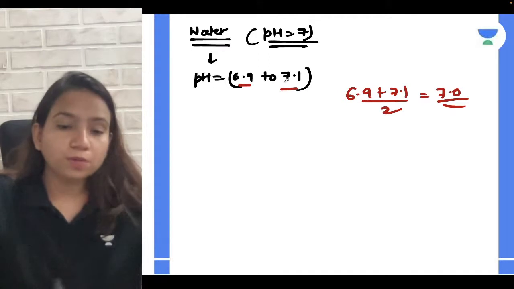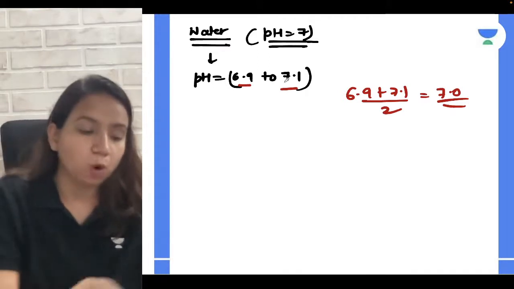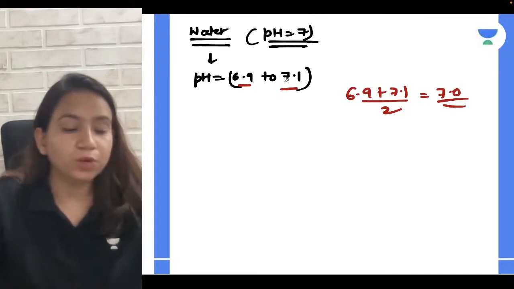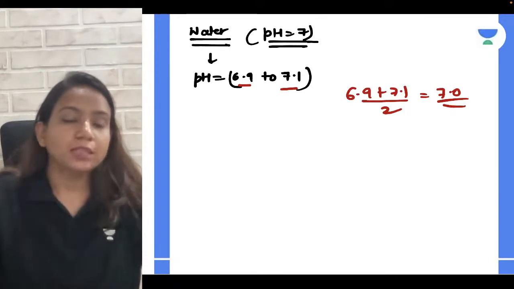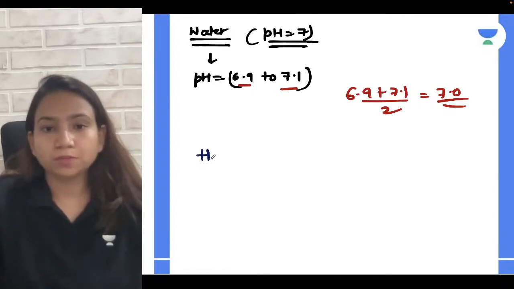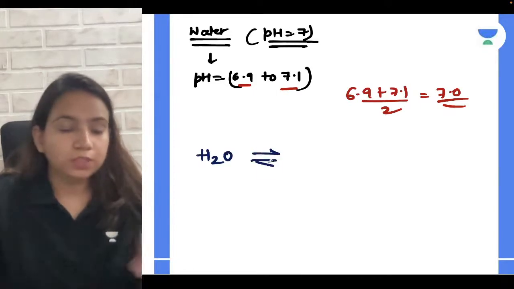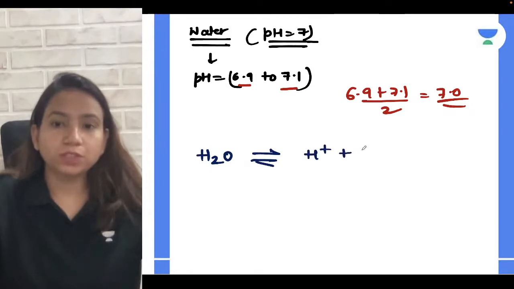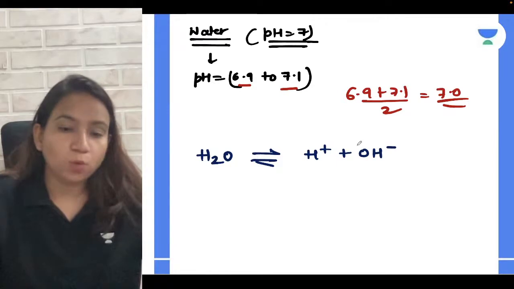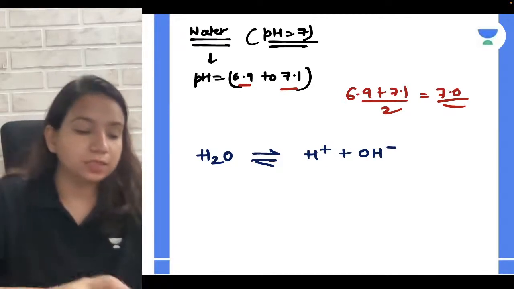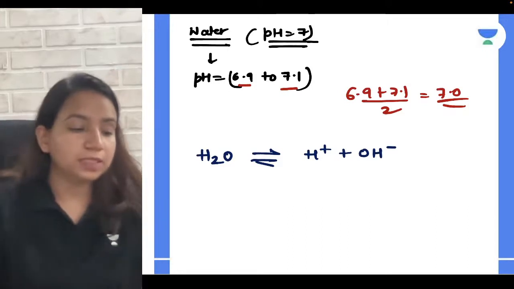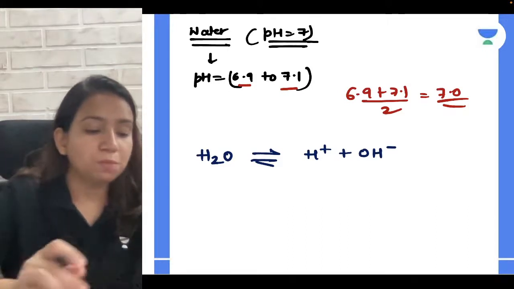Now, talking about the dissociation constant of water and the ionic product of water, what we can relate here is a simple thing: whenever water dissociates into ions, what is it going to give? It is going to give H plus and OH minus ions. H plus and OH minus ions. You can relate that acids are the substances which give H plus ions, and bases are the substances which give OH minus ions.